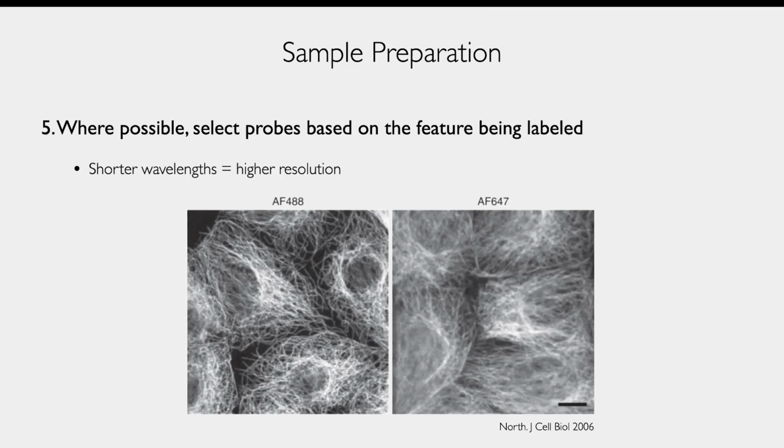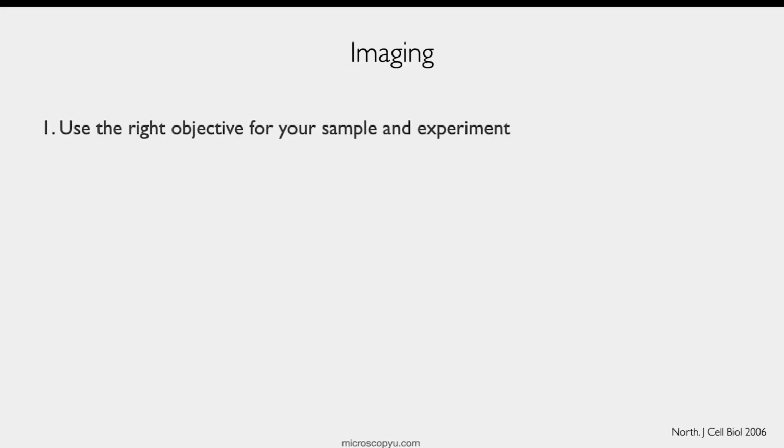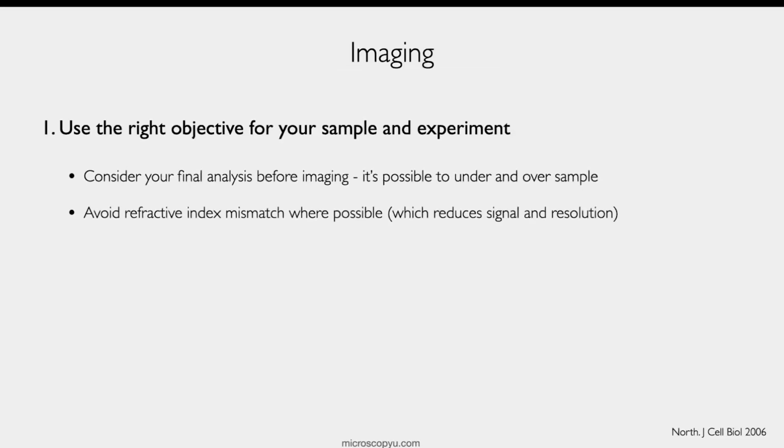And so for something where you don't need resolution, like a nuclear stain, it's better to put that in the far red wavelength, where you don't have to worry about resolution. Okay, so those are just simple things about sampling that I think can have a big impact.